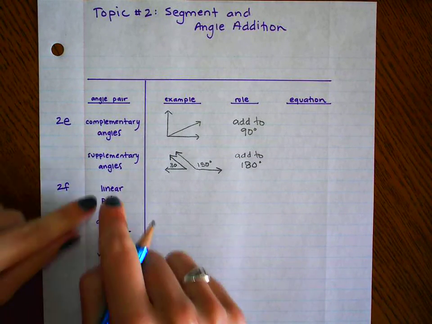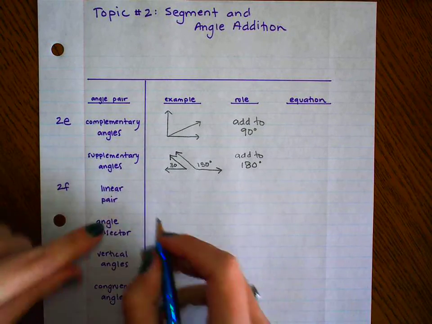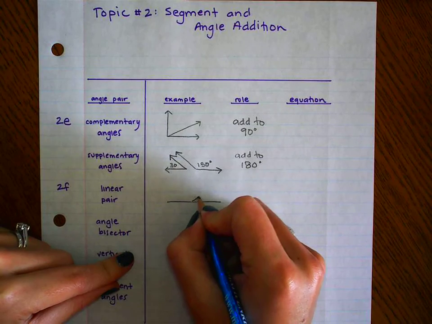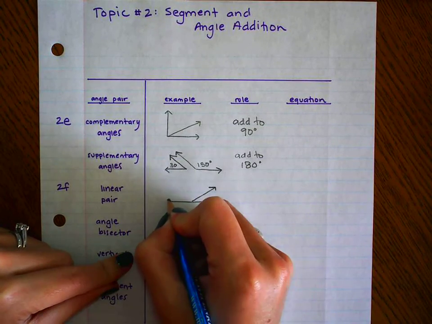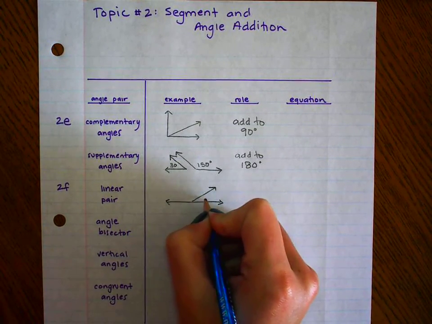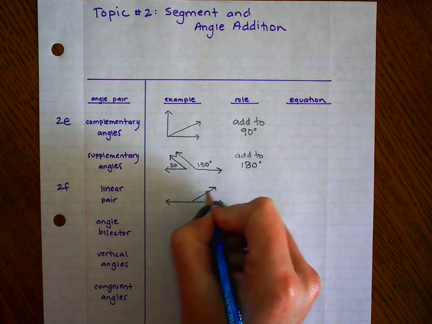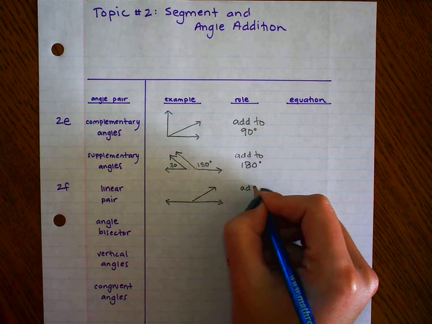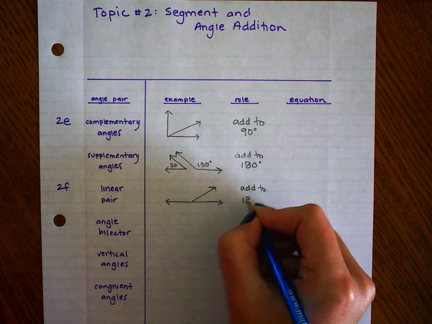The big difference between a linear pair and supplementary angles is that in a linear pair, the 2 angles must be adjacent. They have to be touching. So notice in this case, together they make a straight angle. You get this straight line here with a ray in between. Just like the one above, this rule is also that they have to add to 180 degrees.